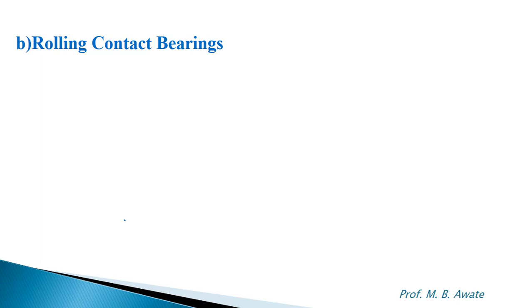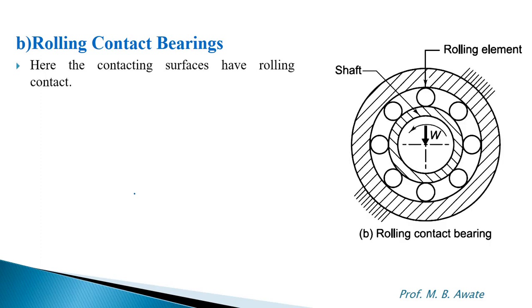The next one is rolling contact bearing. So depending upon type of friction the bearings are classified as sliding contact bearing and rolling contact bearing. So we have studied already sliding contact bearing. Now we will see what is rolling contact bearing.